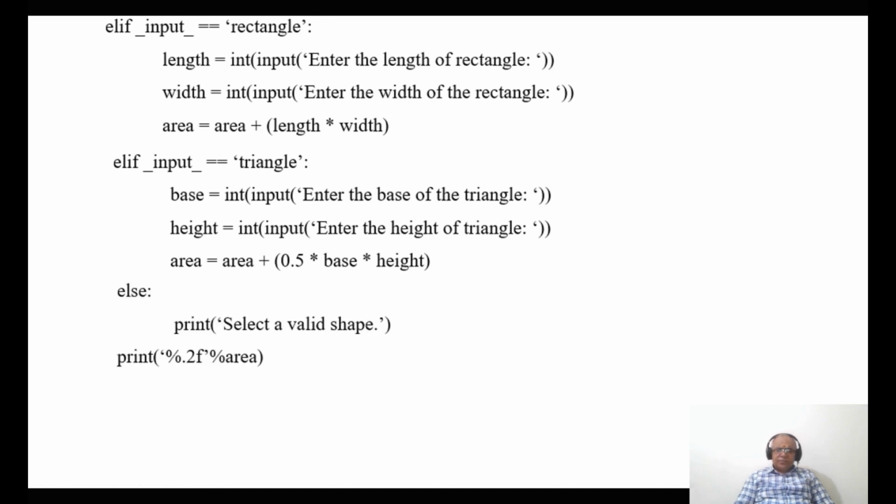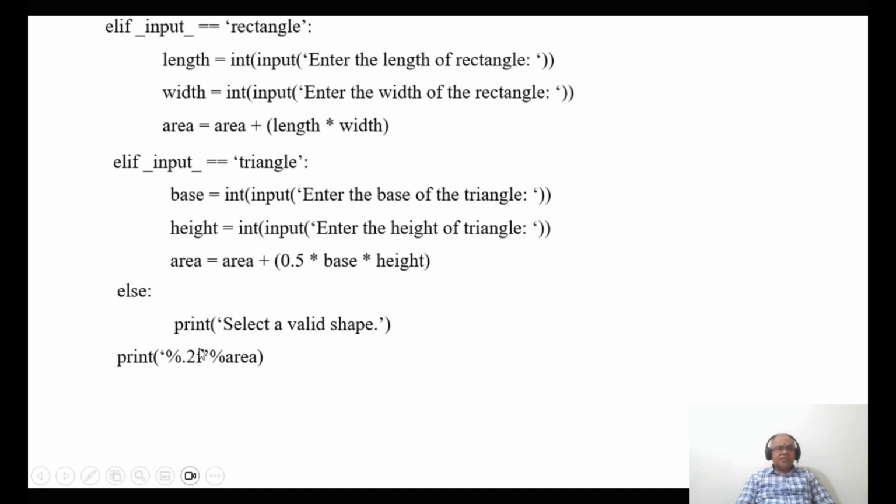Suppose by chance I am using something other than the required shapes. The problem has given us the square, circle, rectangle and triangle. If you give any other shape, it should say that it is an invalid shape. Therefore, else print select a valid shape, and then print the area using percentage point 2f.